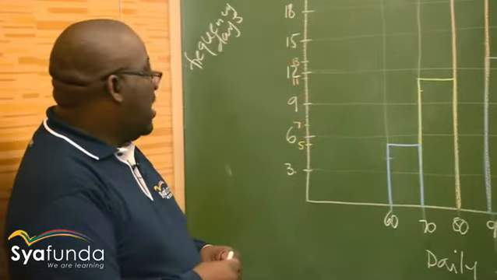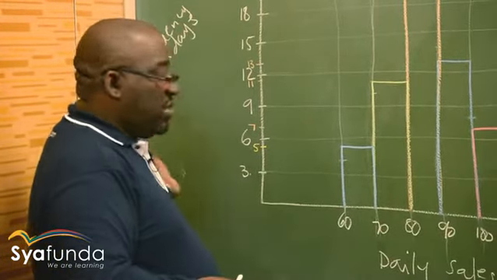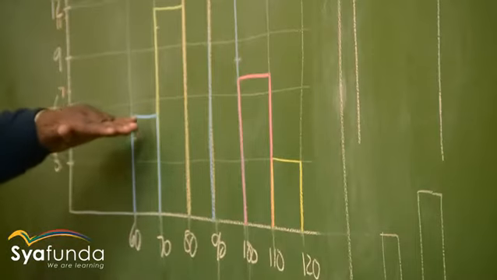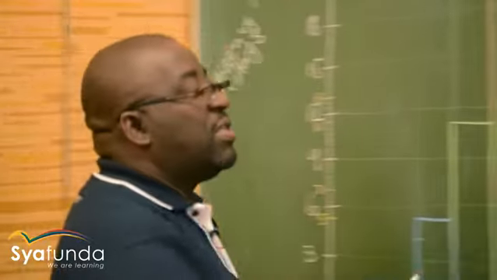But let's just complete it further from the first line. Between 60 and 70, what is the frequency? This side is the frequency, this side are the daily sales. So between 60 and 70, you read from this side. We can see that it is 5. So the frequency there is 5.